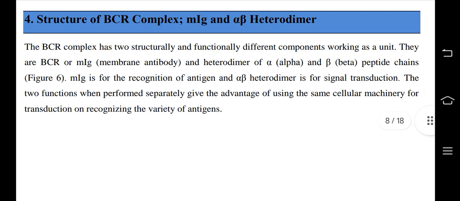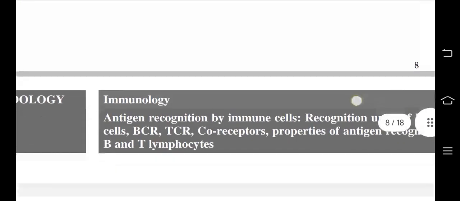The BCR complex has two structurally and functionally different components working as a unit. They are BCR or mIg, the membrane antibody, and the heterodimer of alpha and beta peptide chains. mIg is for the recognition of antigen and the alpha beta heterodimer is for signal transduction. The two functions, when performed separately, give the advantage of using the same cellular machinery for transduction while recognizing a variety of antigens.